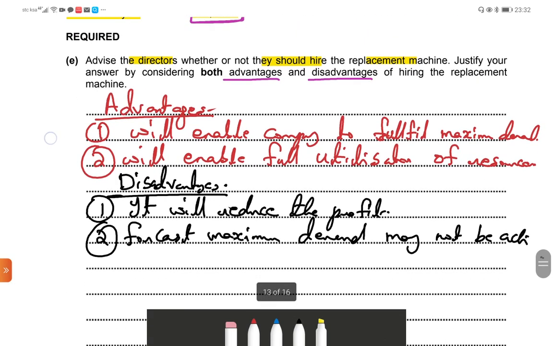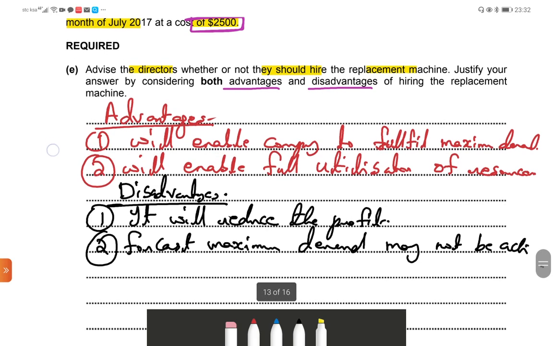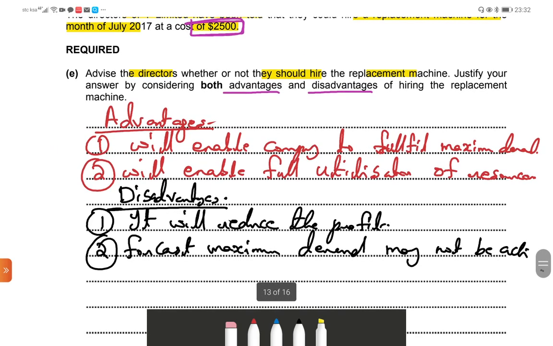So the directors should replace the machine. You can justify the answer either way, they can replace or not replace. When you say they can replace, you have to explain more why they have to replace. Otherwise, when you go with not replacing, you give the explanation accordingly.